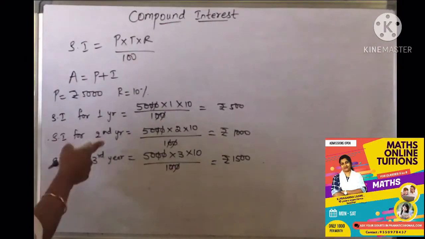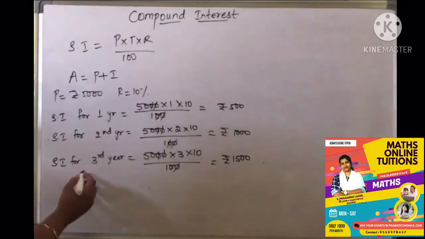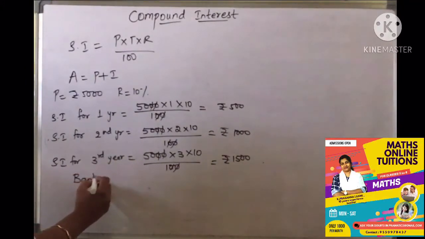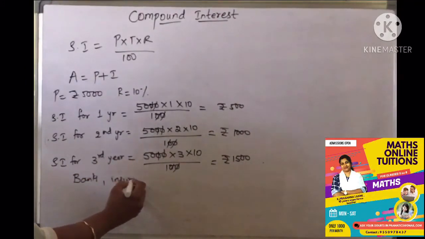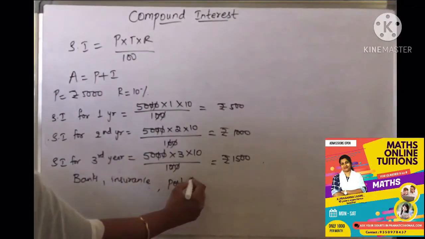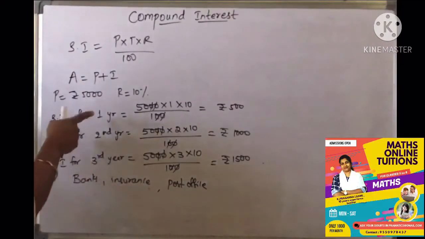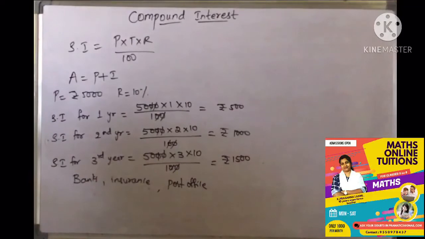But this method of computing interest is generally not used in banks, insurance companies and post offices. Other money lending and deposit taking companies also will not use this method, because the principal will not be the same. So the corporations use a different method of computing interest.